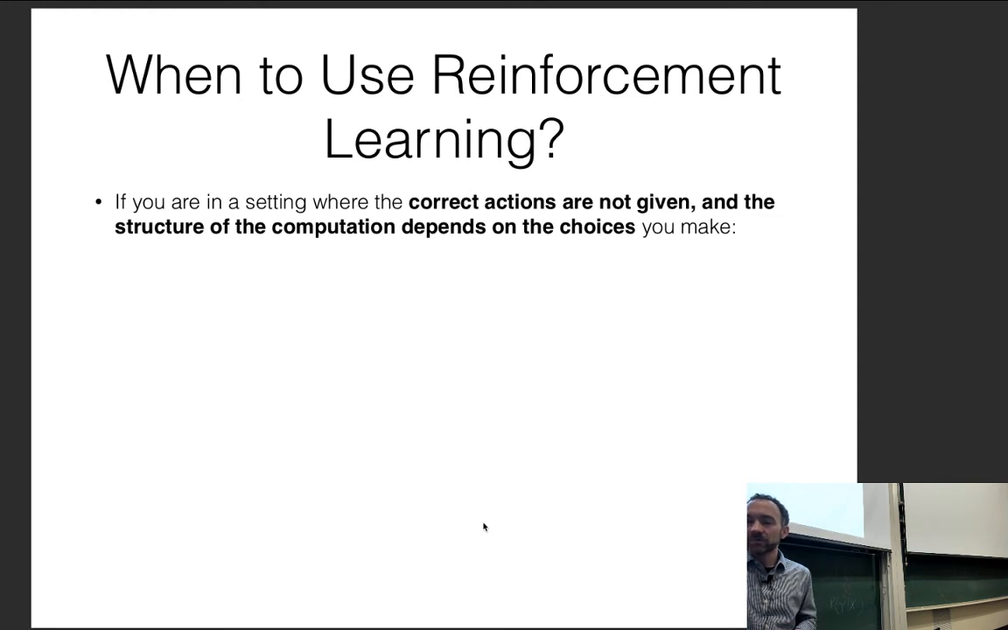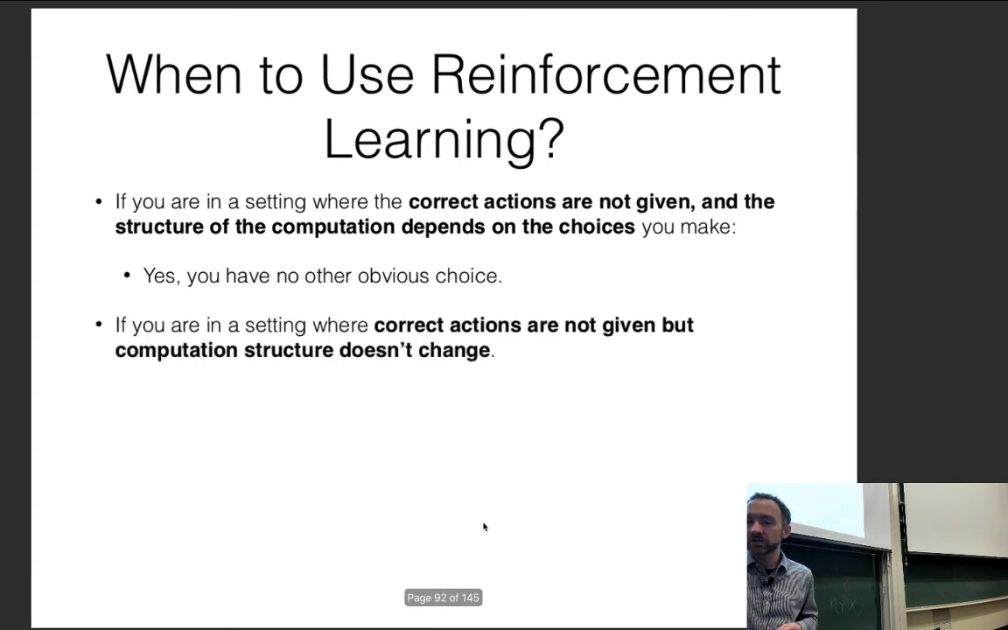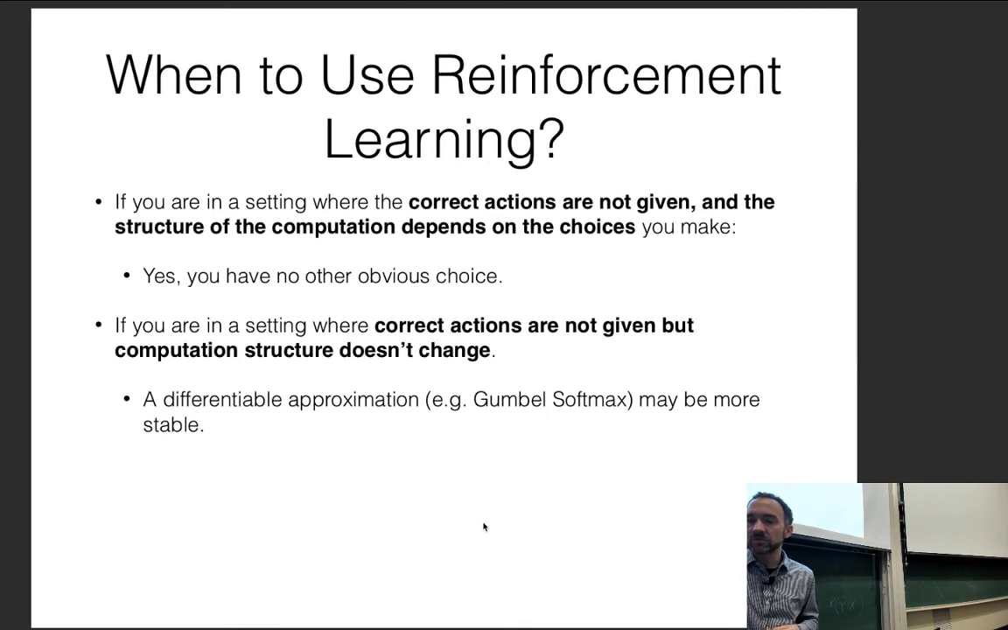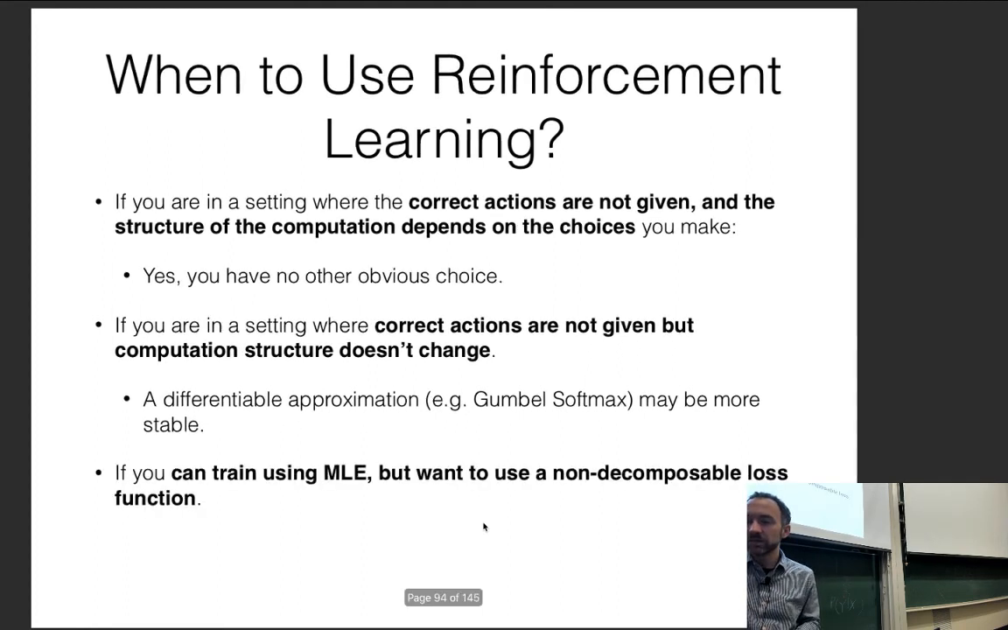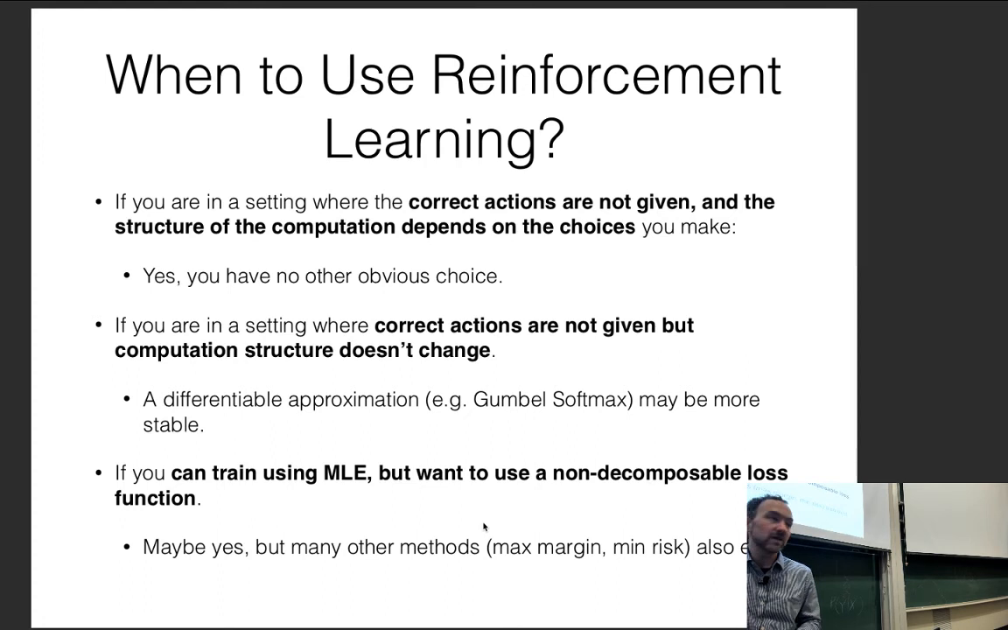To recap, when to use reinforcement learning: if you're in a setting where correct actions are not given and the structure of the computation depends on the choices you make, you don't have any other choice but to use RL. If correct actions are not given but the computation structure doesn't change, which is what I just talked about, there might be some sort of differentiable approximation. I won't be talking about that this time, but I will in the future. If you can train using MLE but want to use a non-decomposable loss function, maybe yes, but there are many other methods you could use, like max margin or min risk.